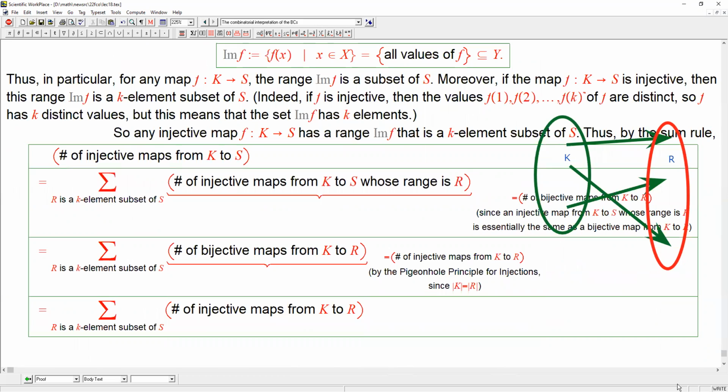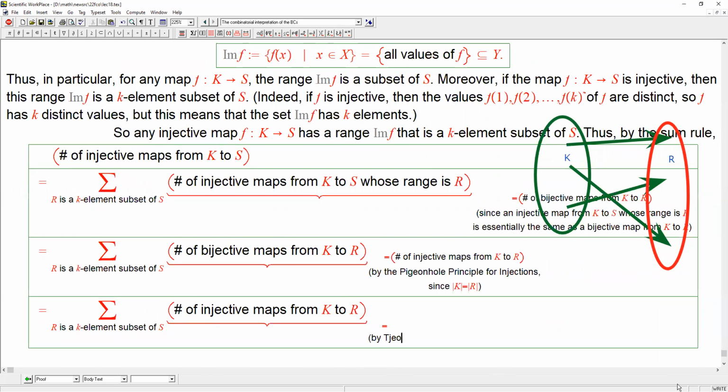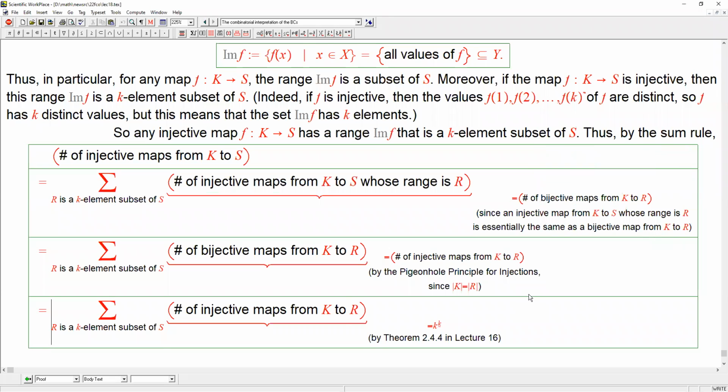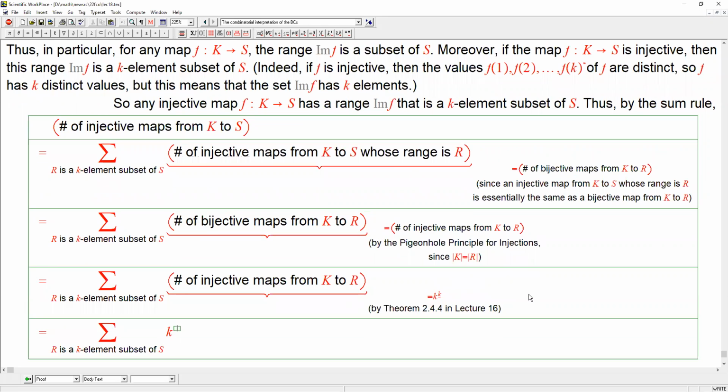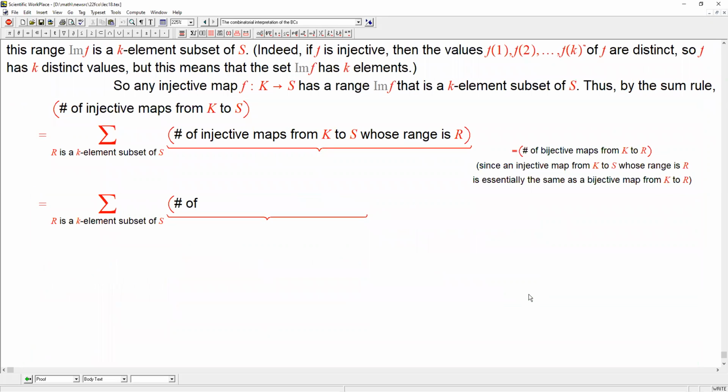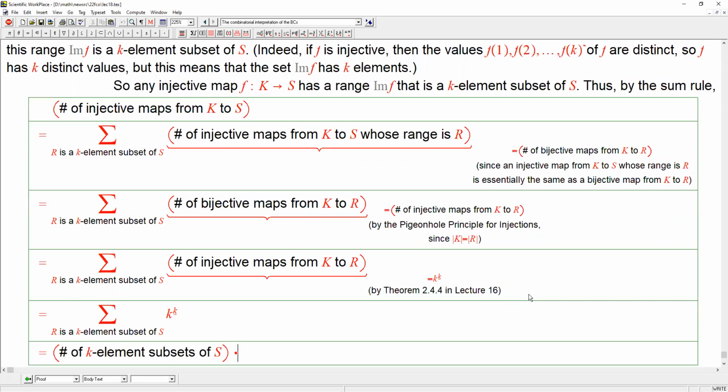And now we are on familiar ground. We are counting injective maps, which we know how to do. It is a lower factorial, again, by theorem 244 in lecture 16. But now it's k lower factorial k, because both of the sets have k elements. So it's not just a lower factorial, it's a regular factorial, in fact. So we are in this familiar situation where we have a sum, but all the addends are equal. So the sum is simply the number of k element subsets of S times the addend.